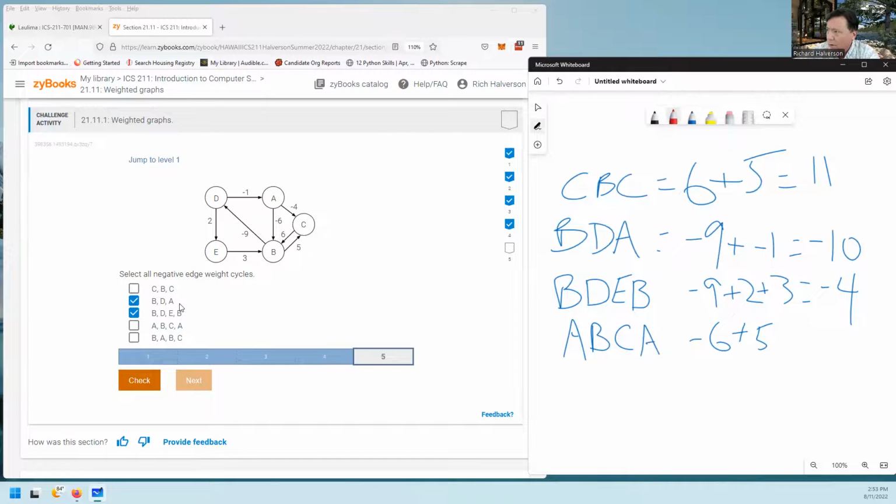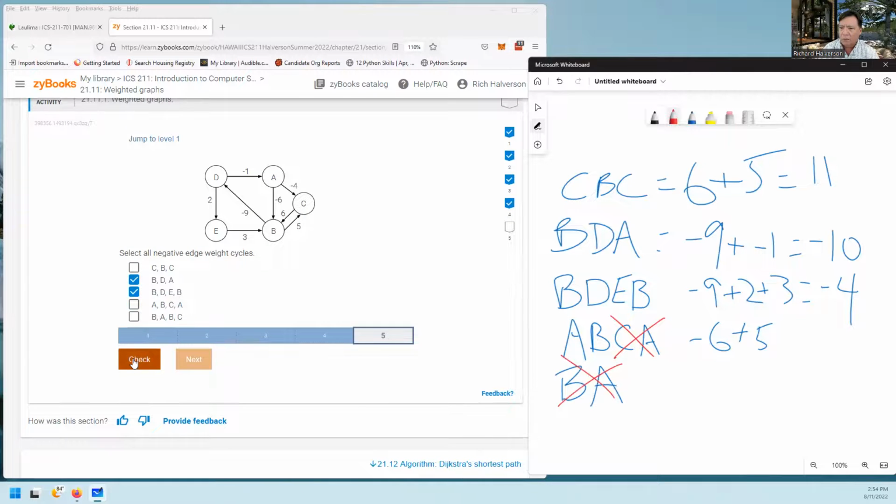Okay, how's that? Not possible. How about B to A? Wait a minute. B to A is not possible. You can go A to B, but can't go B to A. So B to A is not possible. So I'm just going to say it's these two. What's the answer?